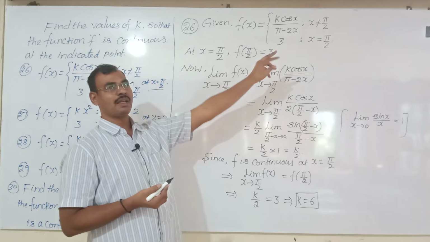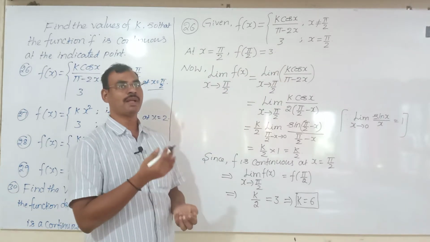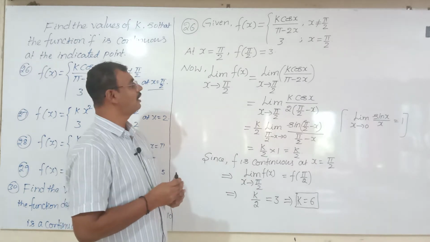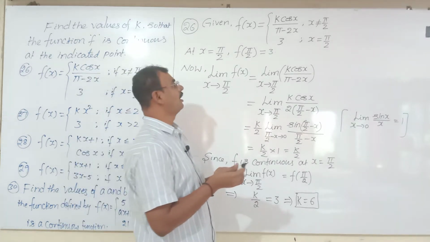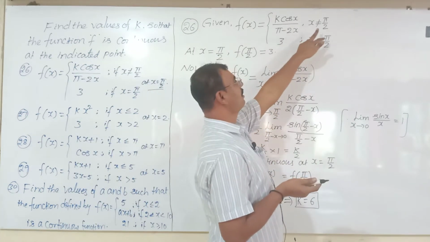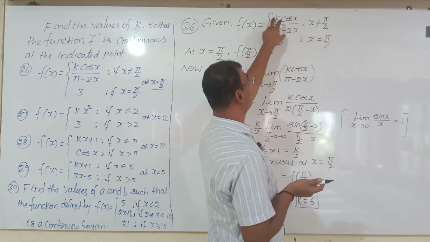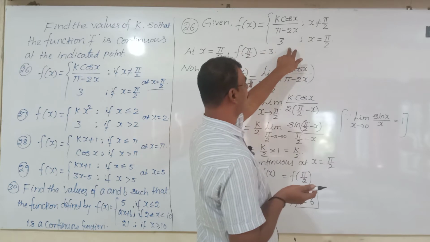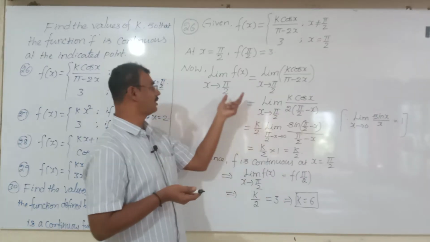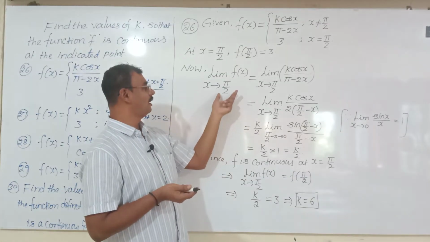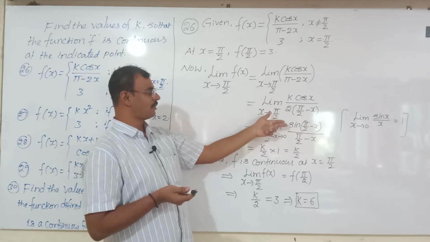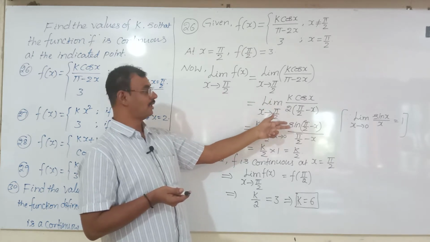Whenever there are breaking conditions, we have to find the left hand limit as well as the right hand limit. Here there are no breaking conditions. If x does not equal pi by 2, the function is given. When x equals pi by 2, the function is 3. So firstly I would find the limit of the function at x equal to pi by 2. This procedure you should learn compulsorily.